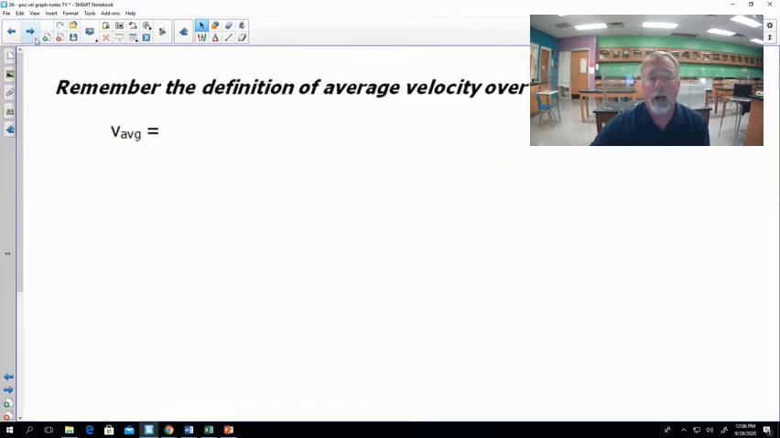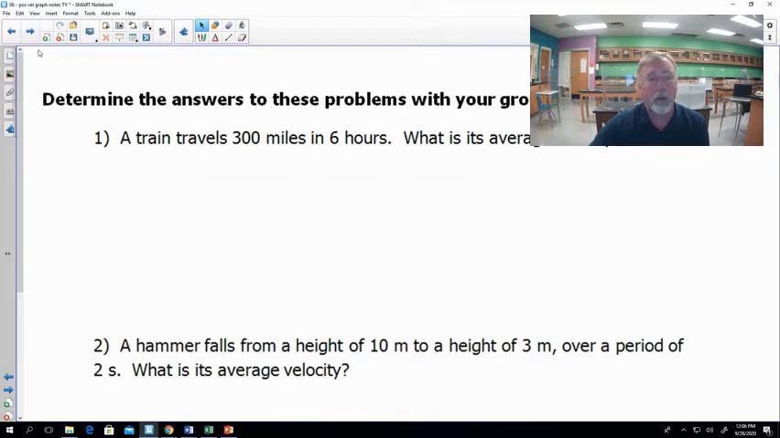Let's move on to velocity. Remember, we have a definition for our average velocity: it was simply our delta x divided by time. Let's do a few problems for that one.